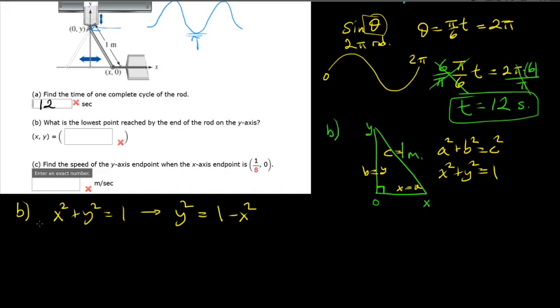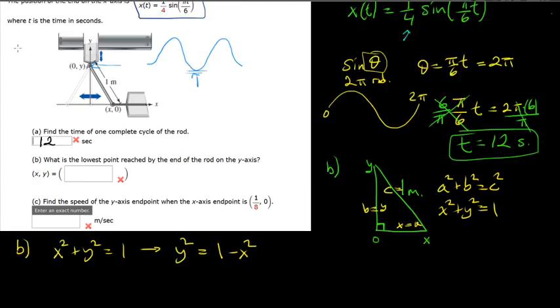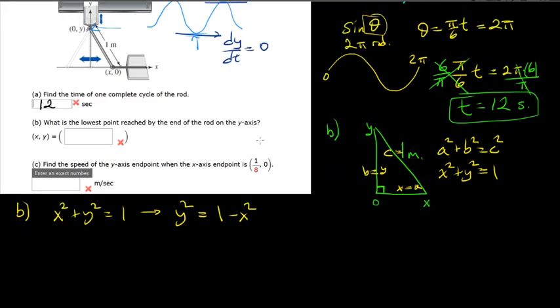In fact, we didn't even have to solve for y squared. We could have done it here too. But we're looking for the lowest point of y. In other words, we're looking for where the tangent line is horizontal, right? So remember, if we're at a maximum or a minimum, the tangent line will be horizontal. In other words, the derivative of y will be 0. So let's just take the derivative of both sides here.